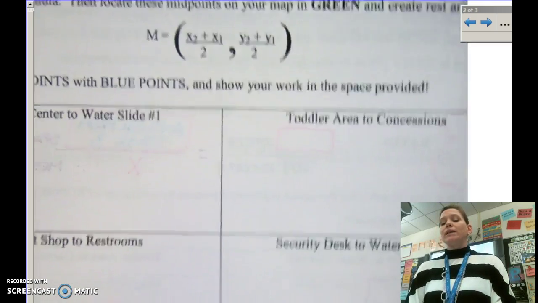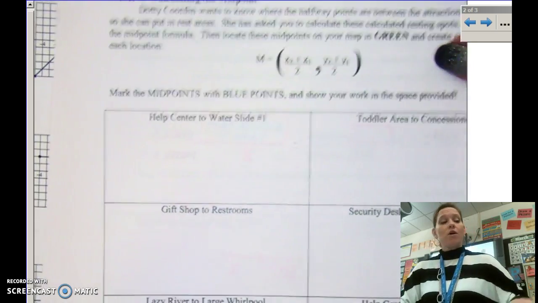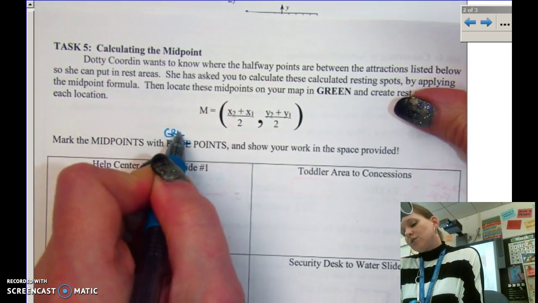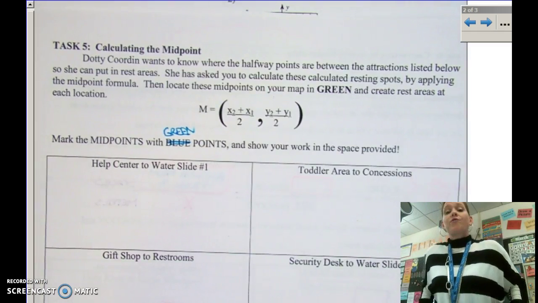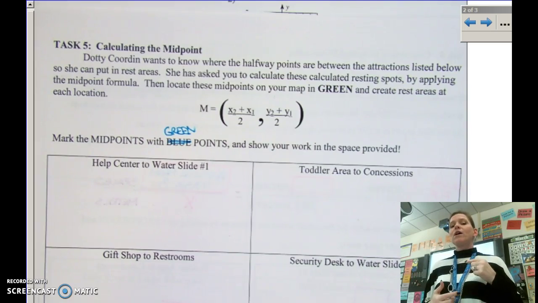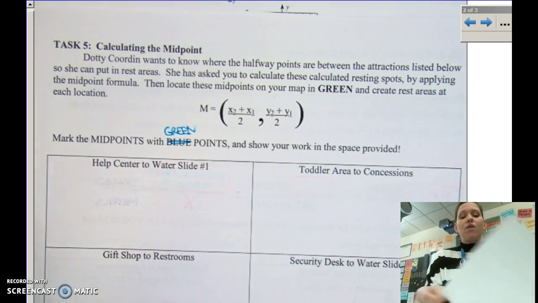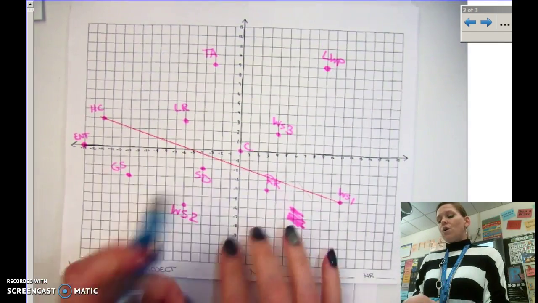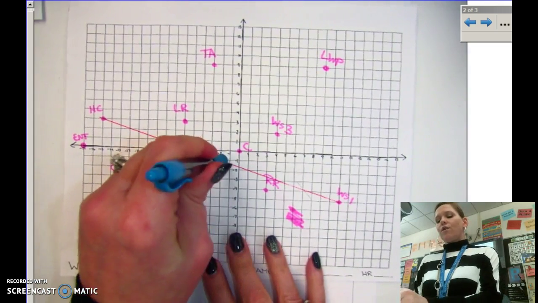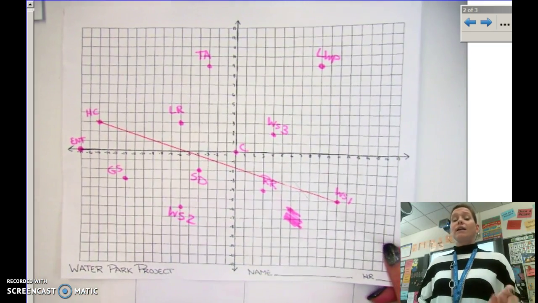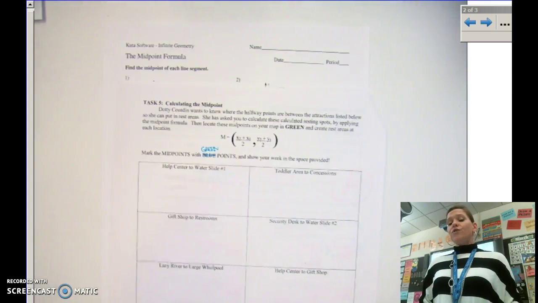So you're going to be finding the midpoints, the halfway marks, on each of your tasks, and you're going to be marking them with, I see there's a typo on here, not blue points, but green. So you're going to need a green colored pencil to mark the halfway points, and that dot should fall on your line. If you can't find that coordinate and it doesn't land directly on the line you are drawing, then you did something mathematically wrong, so you're going to have to check. It should fall directly on the line. Otherwise, you calculated something wrong, or maybe you drew your line and it wasn't as straight as it was supposed to be. So that's your first task.